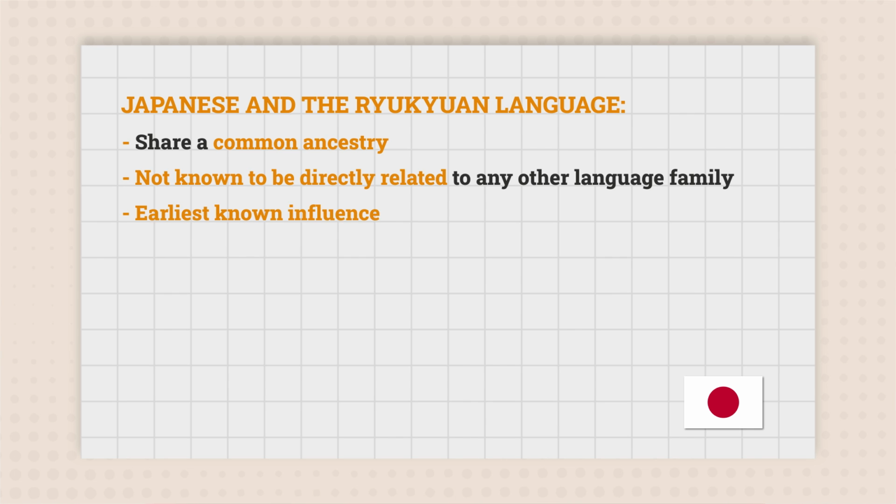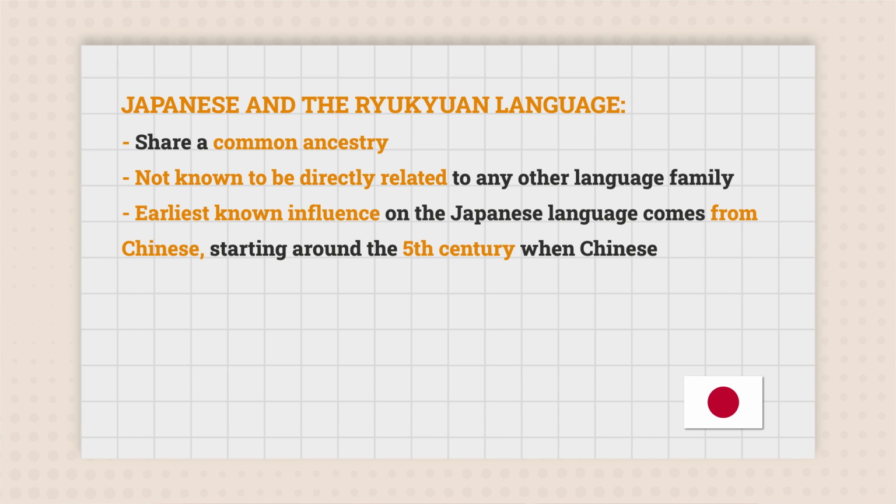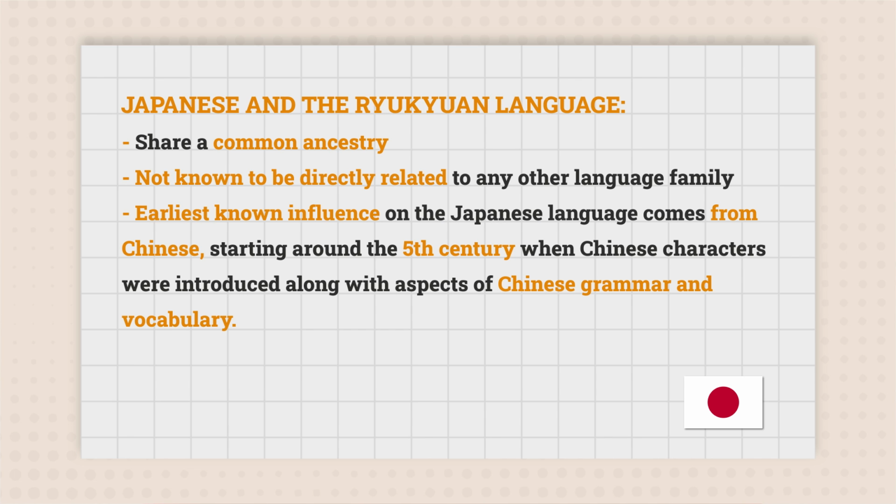The earliest known influence on the Japanese language comes from Chinese, starting around the 5th century, when Chinese characters were introduced along with aspects of Chinese grammar and vocabulary. Now, these are still an integral part of the Japanese writing system, which we'll come on to shortly.